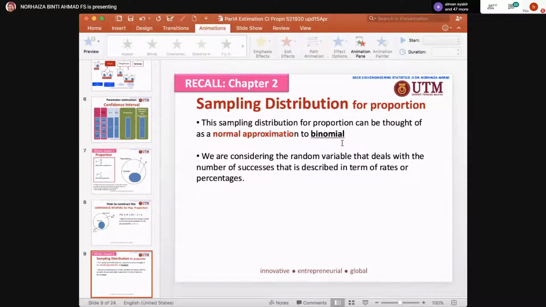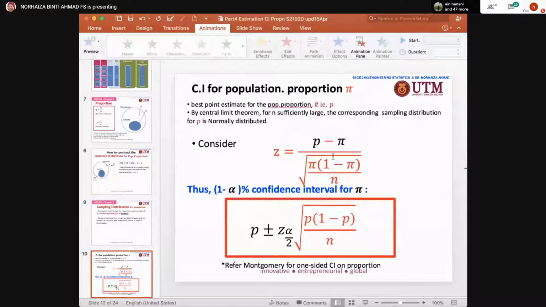Because of this, you can derive, which I'm not going to show you here, the confidence interval for population proportion with the marginal error taking the form of z, the probability from the sampling distribution, times your denominator. Z times your denominator will become your marginal error. This is your marginal error.